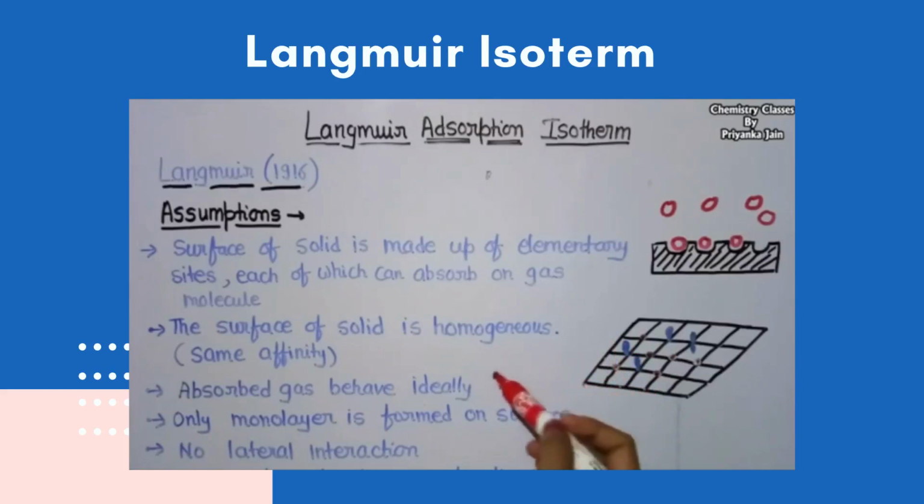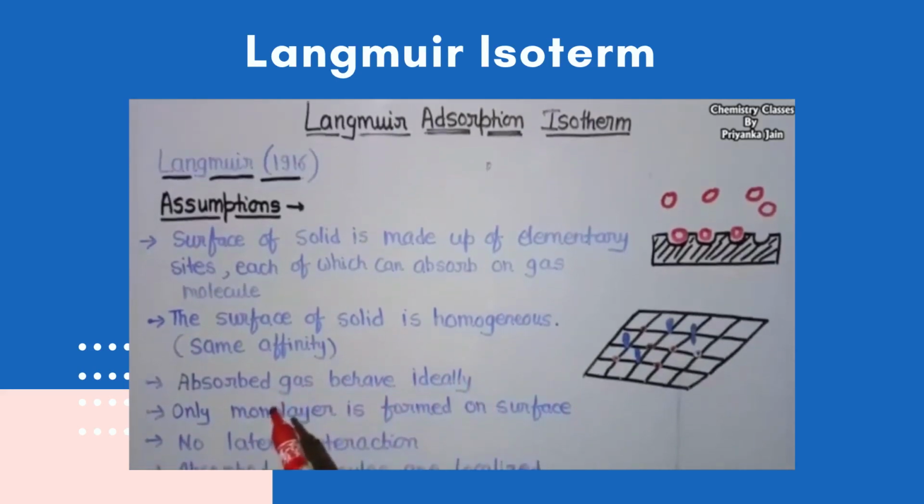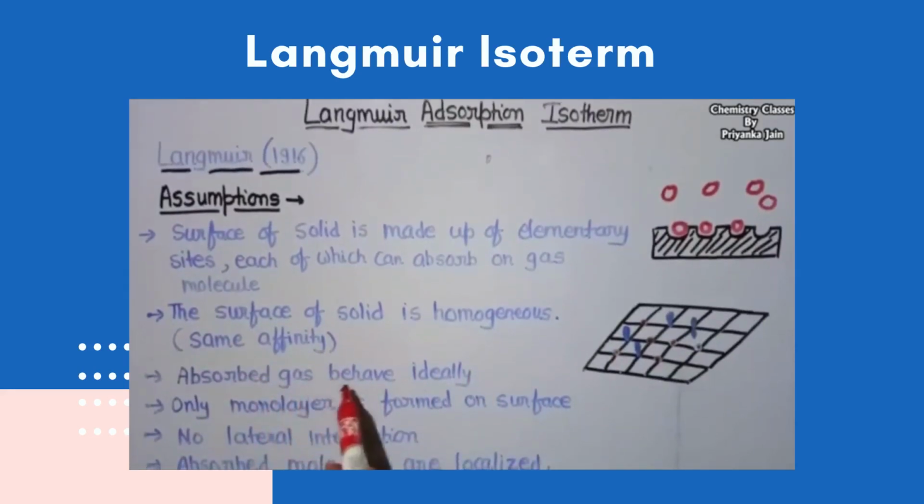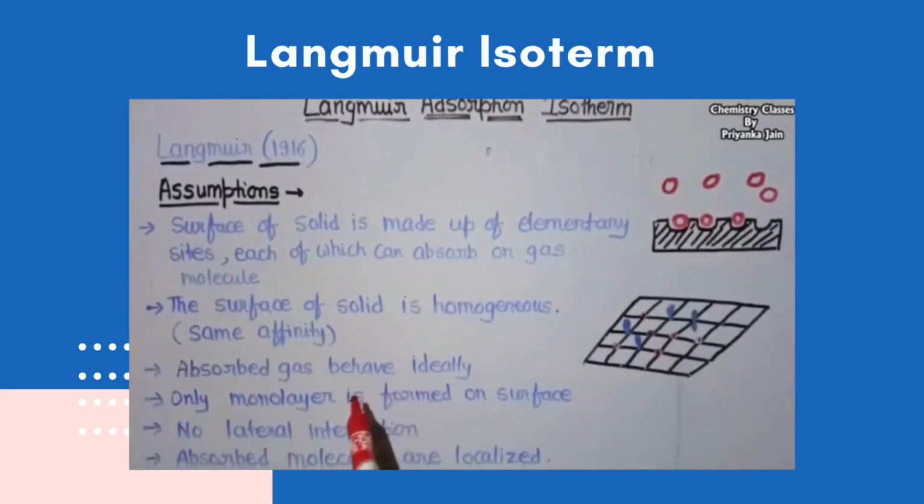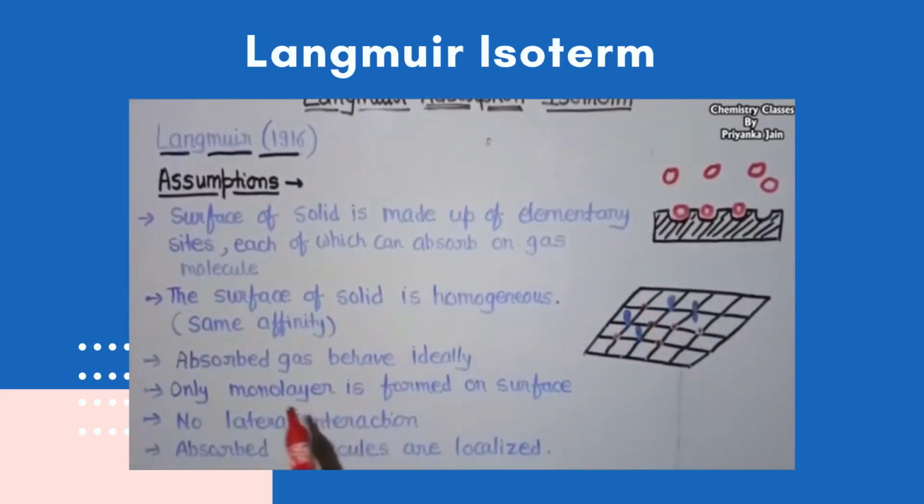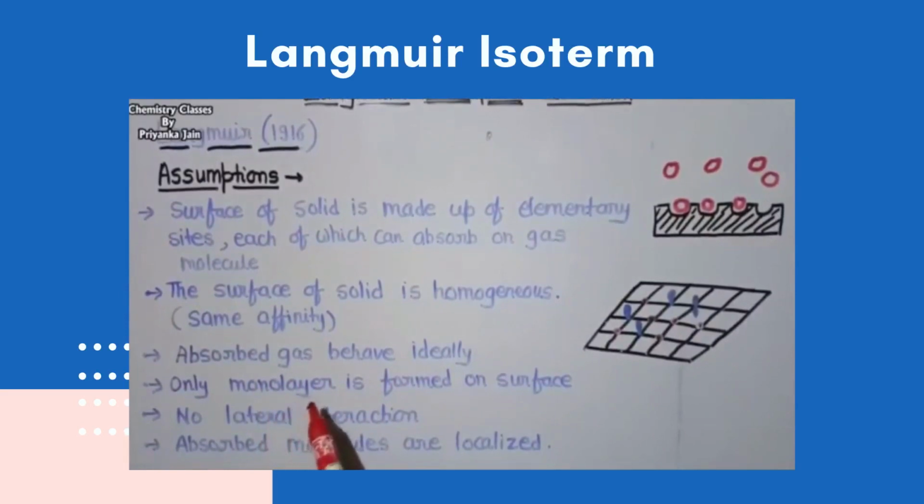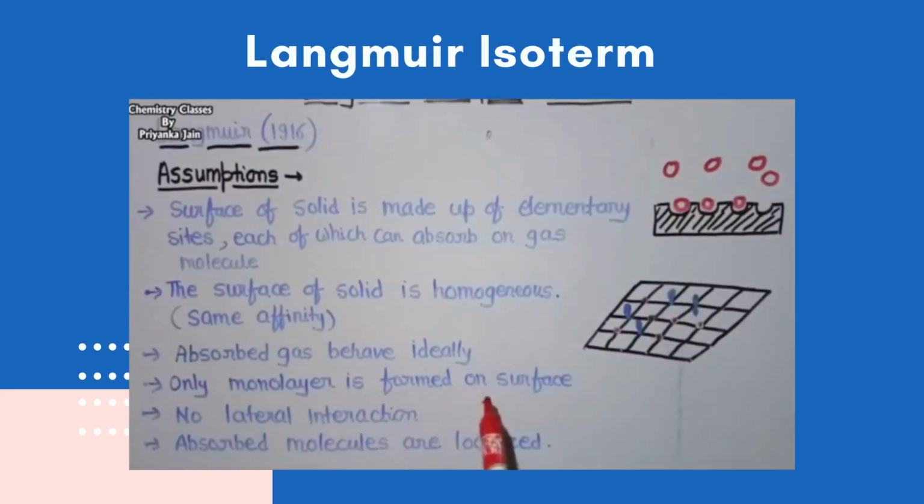It cannot happen that one side can absorb more easily than the other side. All will have the same affinity. The absorbed gas molecules behave ideally in the vapor phase. The third assumption is that the absorbed gas behaves ideally in the vapor phase. And the fourth assumption is that only a monolayer is formed on the surface of the solid.